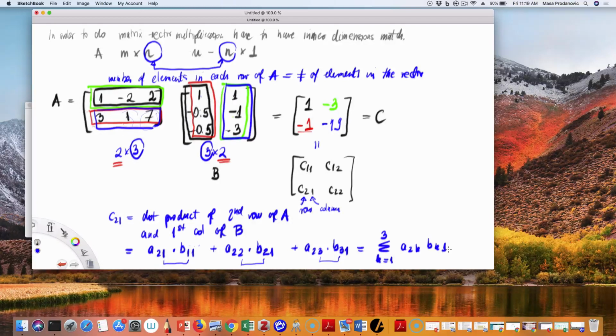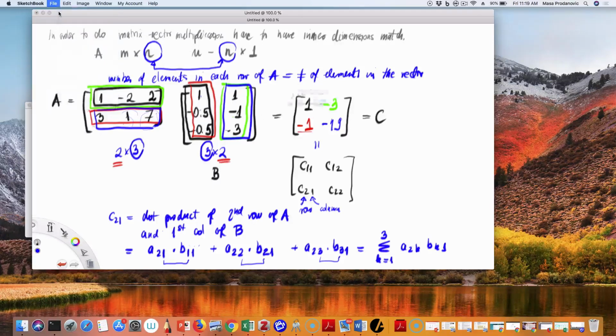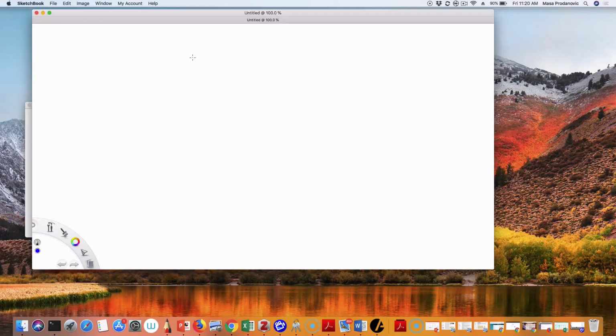So overall, if I was thinking of a general rule, so I'm going to have, in general, when I have a matrix product, my C is A times B, and this is an M by N and an N by, let's say, L matrix.